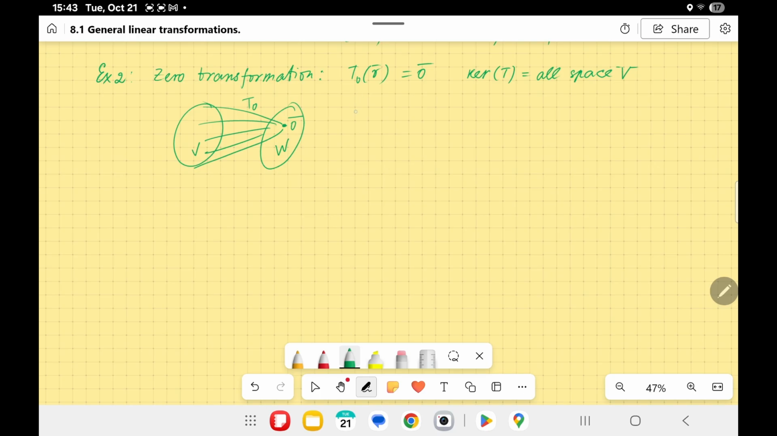What is going to be the range? Well, the only vector which is the image of something from V is 0. So the range is going to be just one zero vector. And this 0 is from W. Okay?